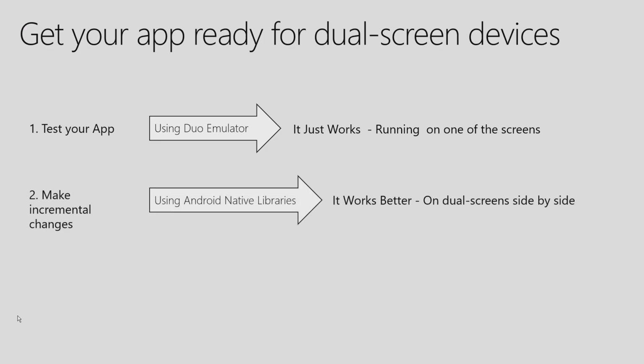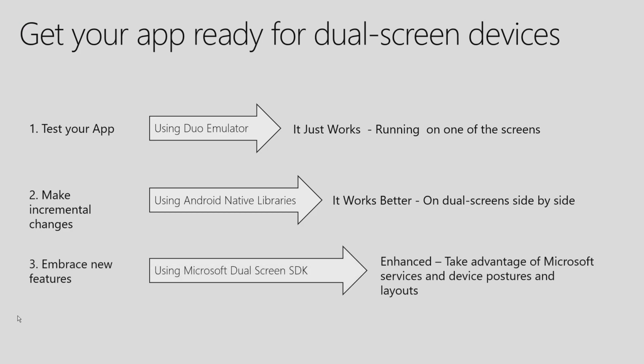Second, make incremental changes to work better on dual screen devices. You don't have to immediately adopt two-pane view. Some of the other things that I mentioned about tweaking the UI might be enough. Additions like multi-instance, pen input, drag and drop, and other Android features can benefit all your users, but really shine on dual screen devices. And third, using the UI patterns we just talked about and the APIs and layouts provided by Xamarin.Forms, start to implement dual screen specific navigation and interactions that really take advantage of both screens.